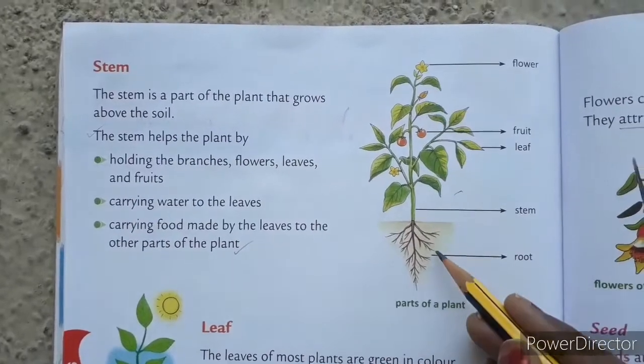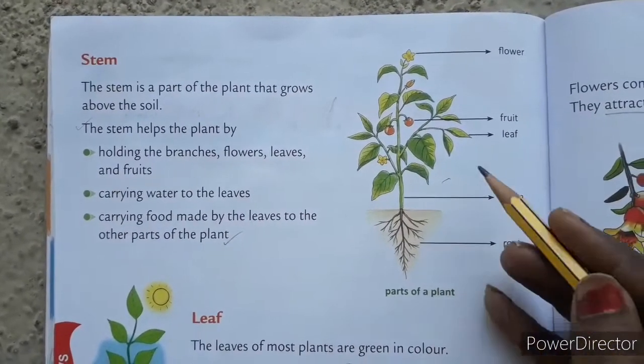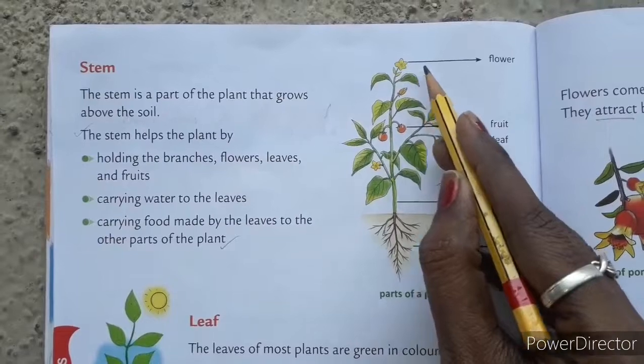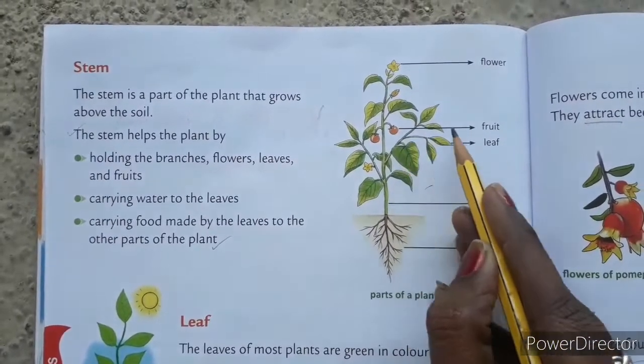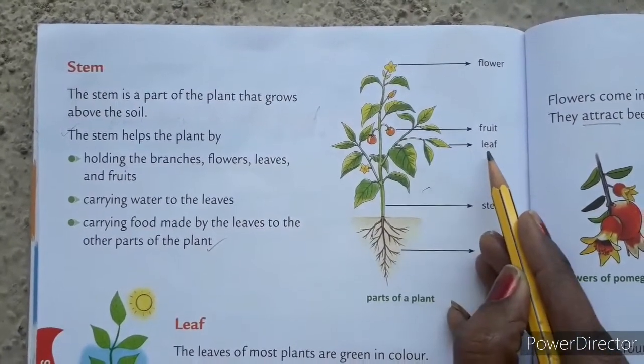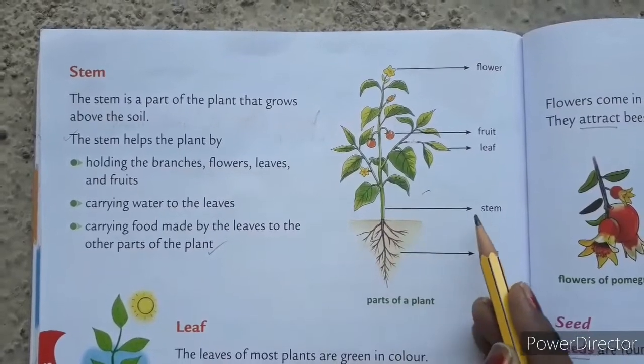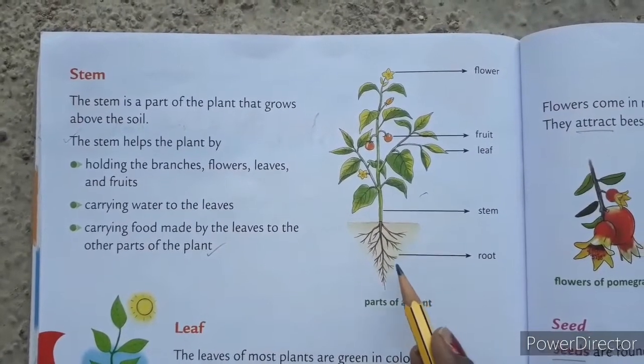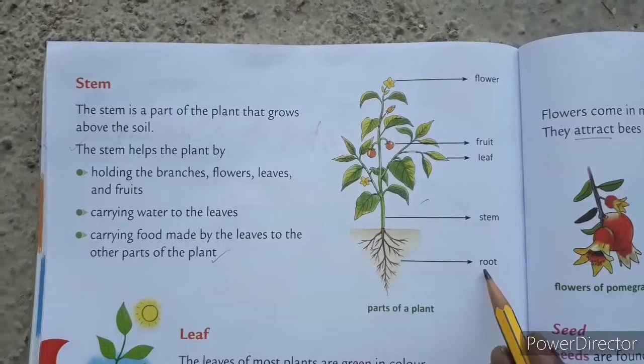See children, this is a plant. I will explain the parts. This is flower, this is fruit, this is leaf, this is stem. These are roots. Already I explained about root.